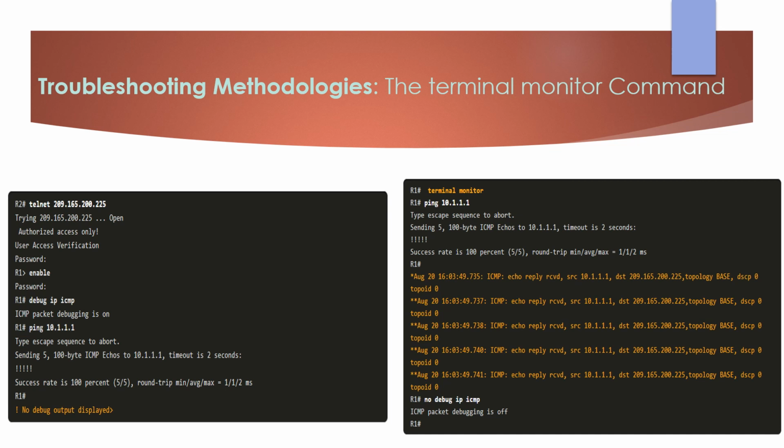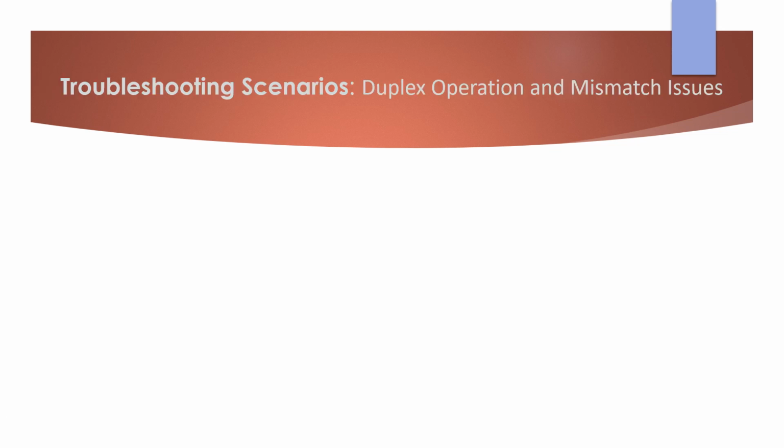You will see that the intent of the debug command is to capture live output for a short period of time. Always remember you have to disable debug when it is not required. So now let's go and see some troubleshooting scenarios. First of all, remembering the duplex operation and mismatching of those duplex.